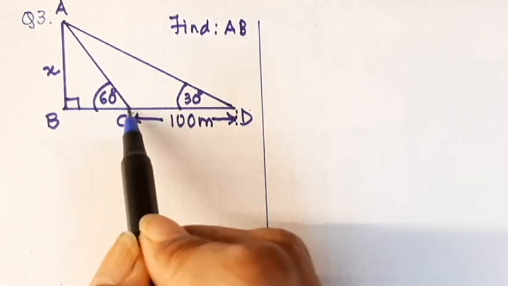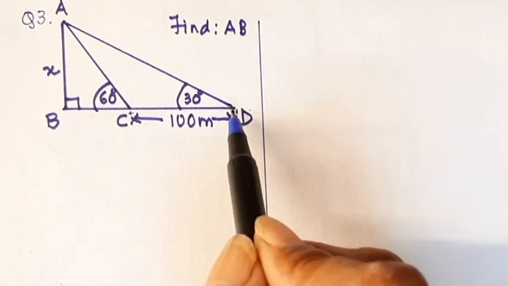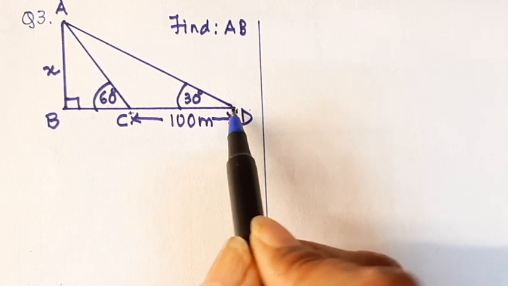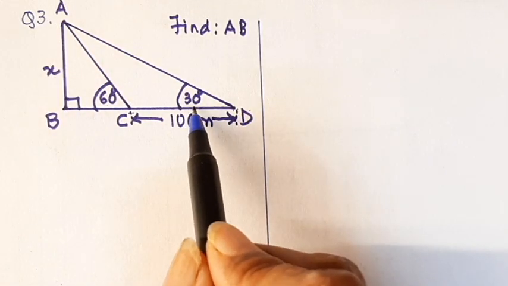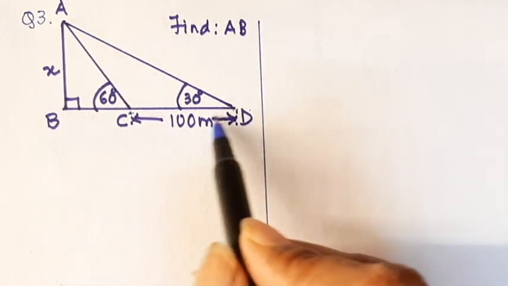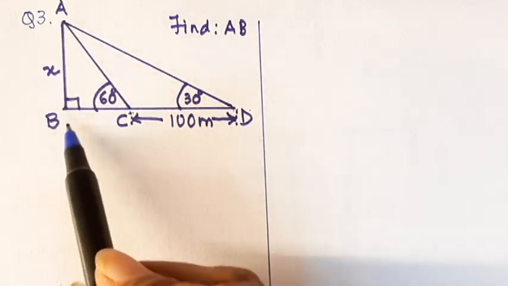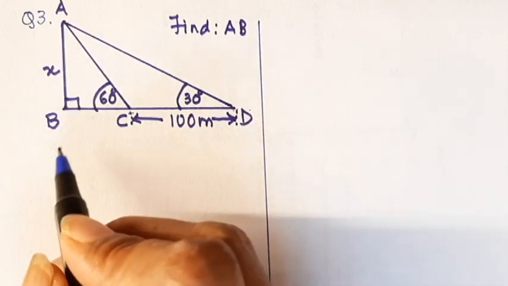Now height is this AB, which is X, and the distance between the 2 points is 100 meters. So from C, if we look at point A, it is 60 degrees. From D, if you go further 100 meters, again we look at point A, we get the angle of elevation 30 degrees. So we are going to use these two triangles, which ones? ABC and ABD, and we'll take them separately.